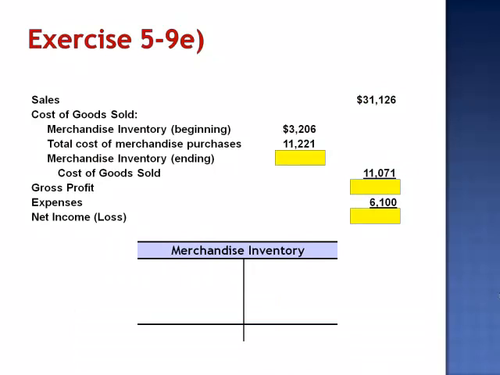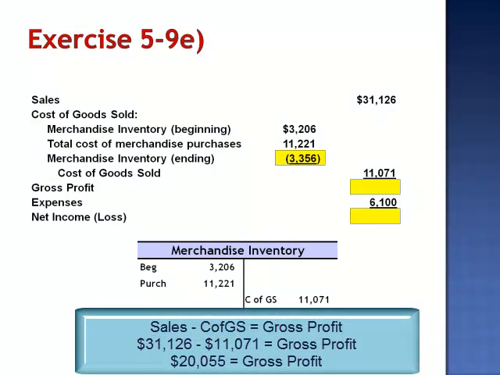Letter E asks us to solve for ending inventory, gross profit, and net income. Beginning inventory $3,206 plus purchases $11,221 minus cost of goods sold $11,071 equals ending inventory $3,356. Sales minus cost of goods sold equals gross profit.